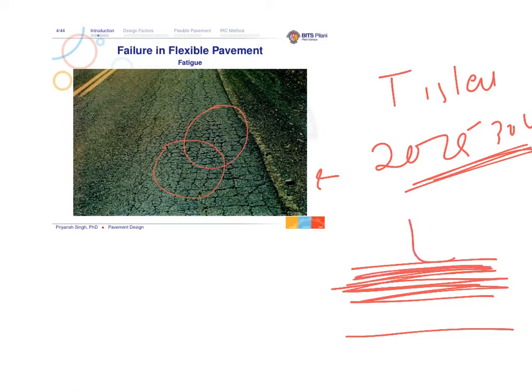What happens if some load is coming upon this layer? This layer might deflect a little bit. Due to this little deflection, and this is a lower temperature phenomenon, so temperature is less. At lesser temperature, if this layer is brittle and there is some deformation, the layer will oppose that deformation, and that resistance to deformation will come in the form of tensile strain developed at the bottom of your bituminous layer.